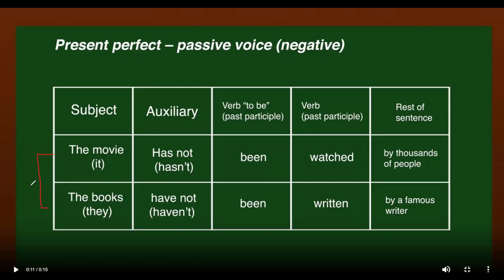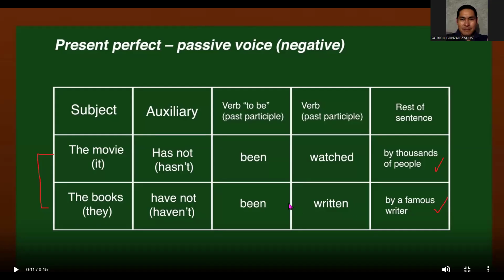Subject, the movie, it. Auxiliary, hasn't. Verb to be past participle, been. Verb past participle, watched. Rest of sentence, by thousands of people. 2. Subject, the books, they. Auxiliary, have not, haven't. Verb to be past participle, been. Verb past participle, written. Rest of sentence, by a famous writer.